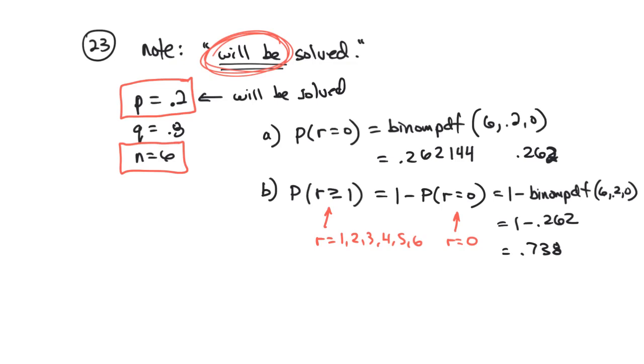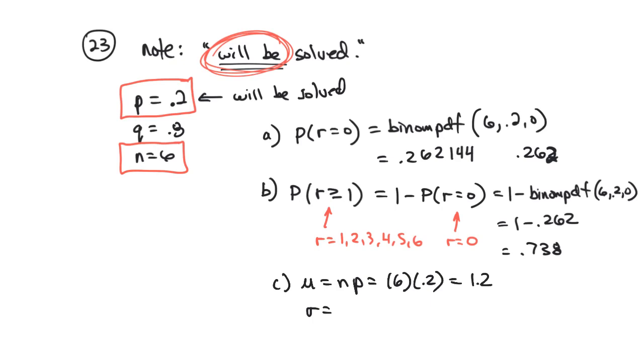Okay, so then part C says, what is the expected number of crimes that will be solved? And what is the standard deviation? Well, the expected number is just mu, right? N times P. So N is 6, P is 0.2, which means 1.2, which is not too many, right? That just means if you did this over and over and over, the same situation, out of 6 crimes, on average, you're going to solve 1.2 of them.